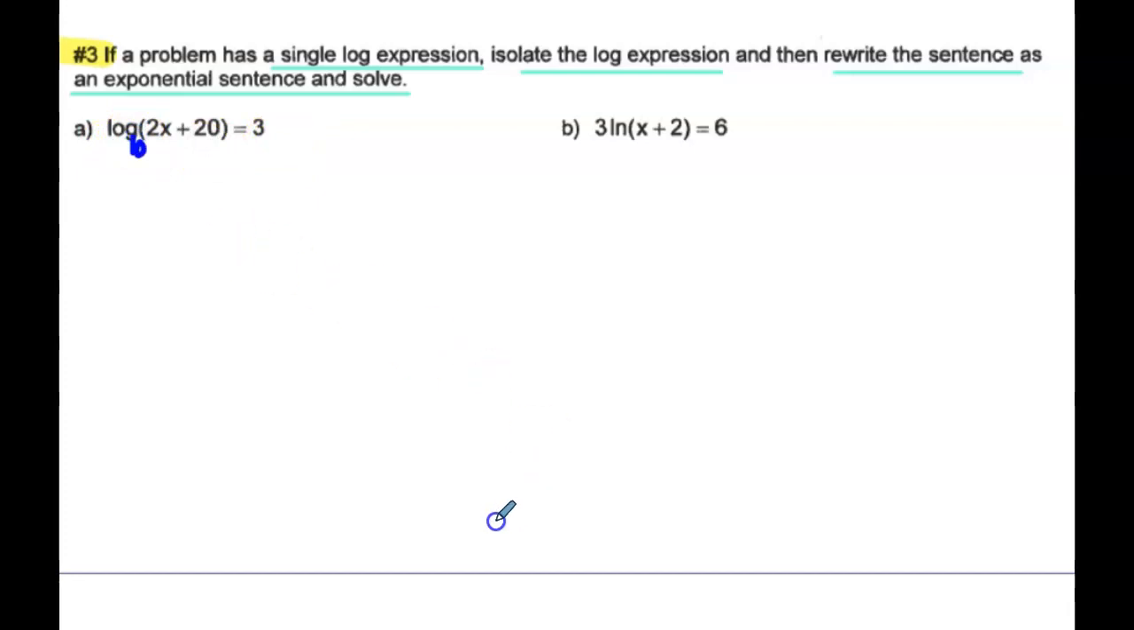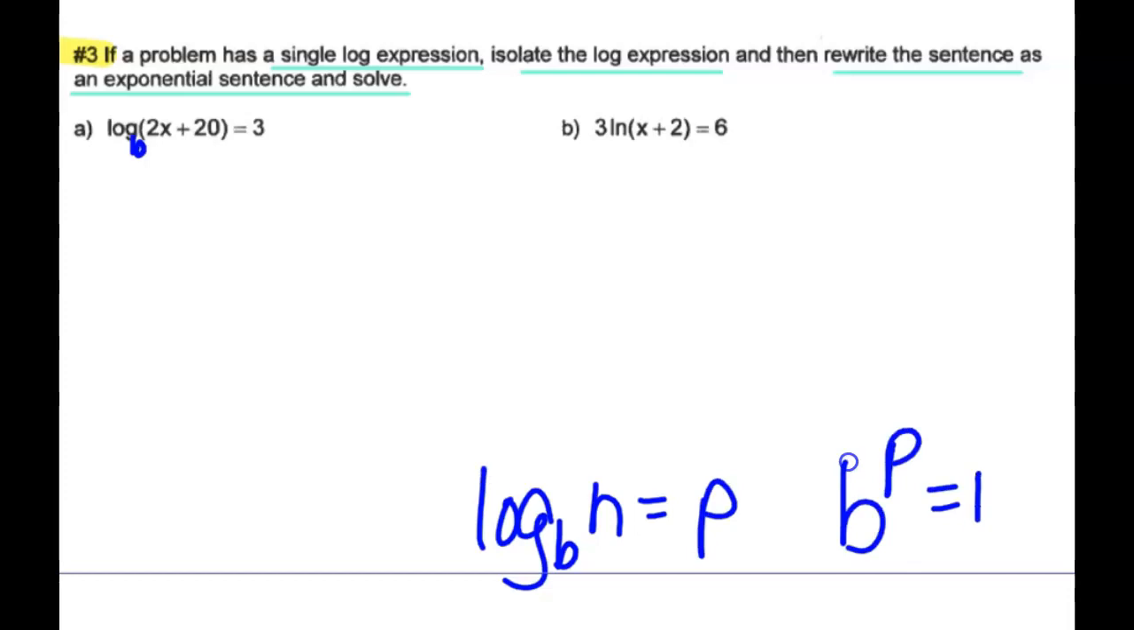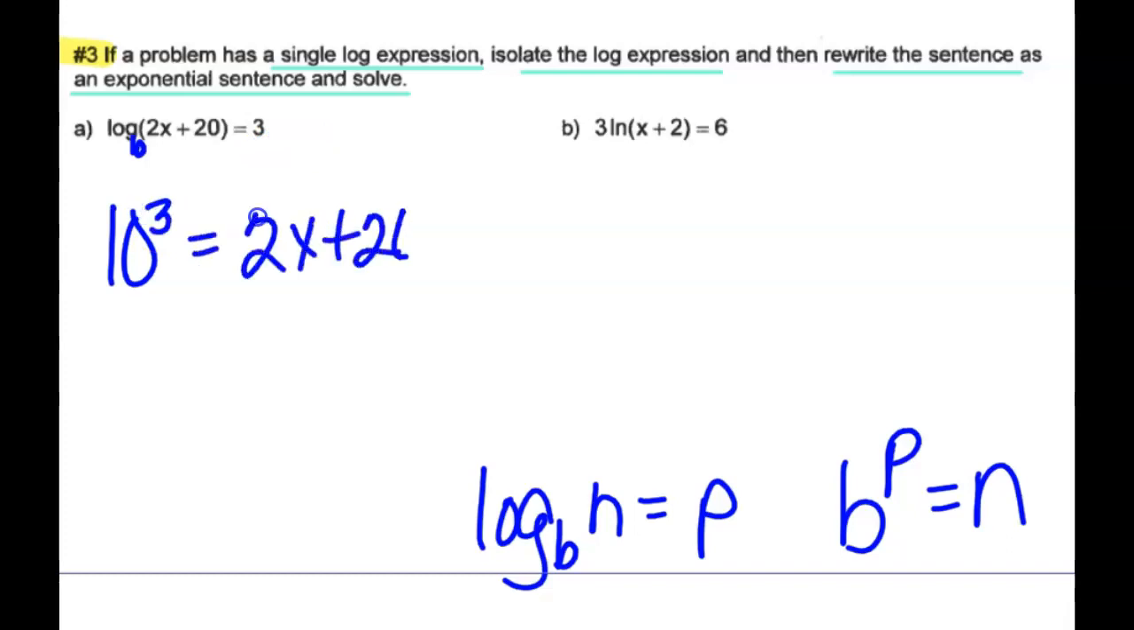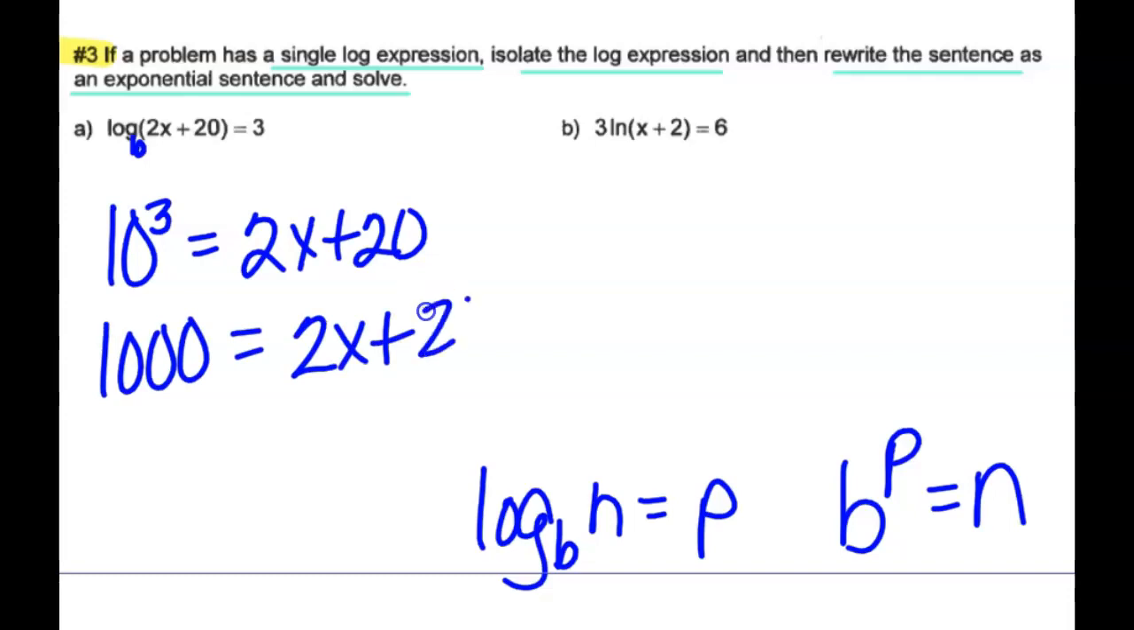So remember this: log base B of a number N equals the power P means B to the P equals N, yes? Okay, so this means 10 to the what? The answer to a log sentence is the power. So it's 10 to the third equals 2x plus 20. And then 10 to the third is 1,000, and then we're at an Algebra 1 problem. Can you finish quick?